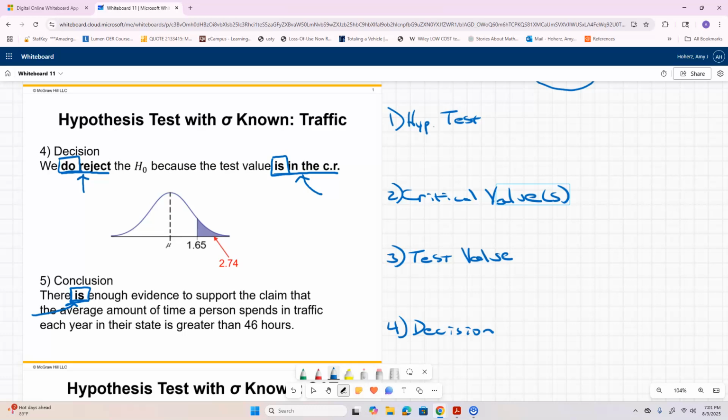Those are the only parts that you're going to have to fill in on the decision and the conclusion. The rest of it will be filled in. So the basis will be filled in, and you just have to fill in what your decision and your conclusion is.